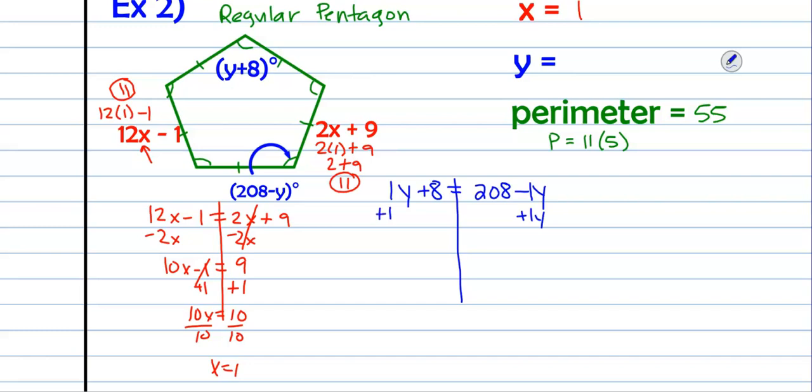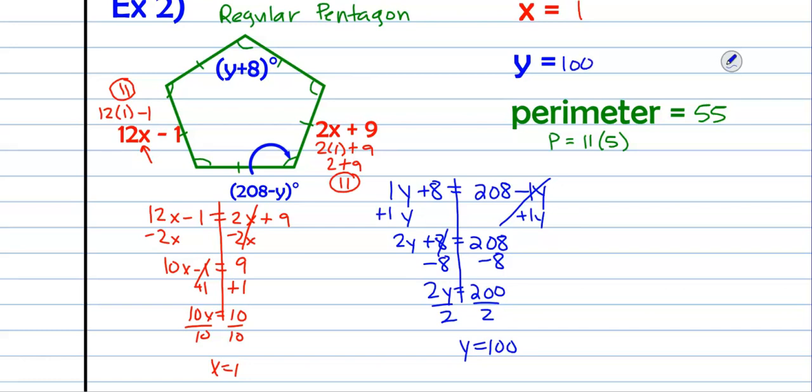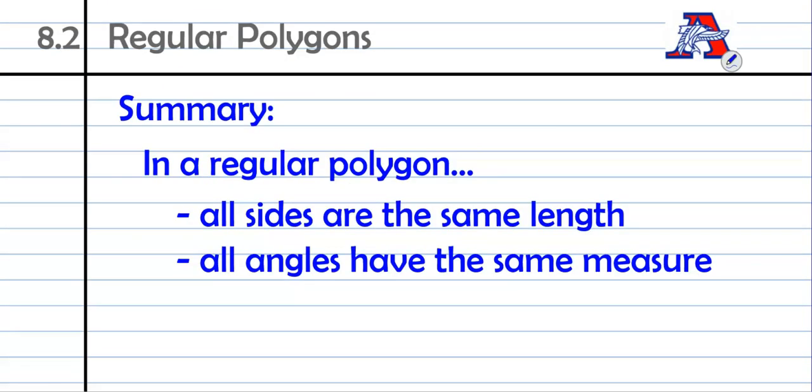Now you can see that if you add 1y to both sides, 1y plus 1y is 2y. Bring down our plus 8 and our 208. And then subtract 8 from both sides. So 2y is 200. Divide by 2. And y equals 100. And again, we could totally check our work. We could plug it back in. We could do 208 minus 100 is 108. And we could do 100 plus 8 is 108. We can see that both of those angles do in fact end up being congruent.